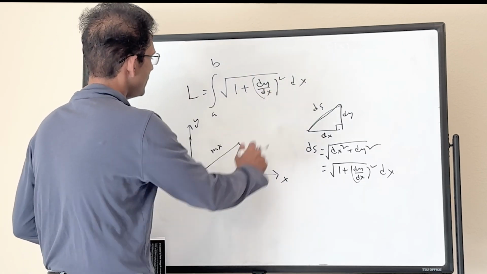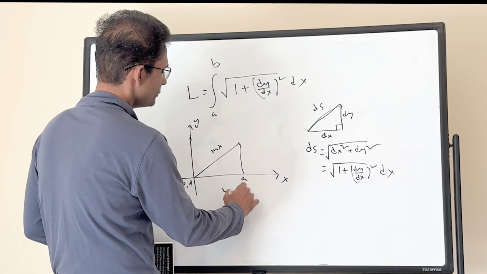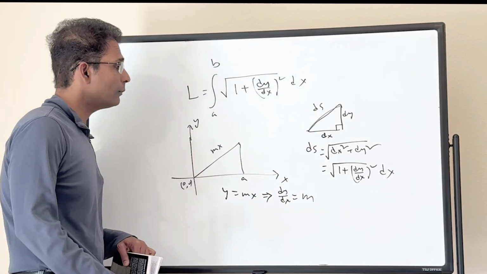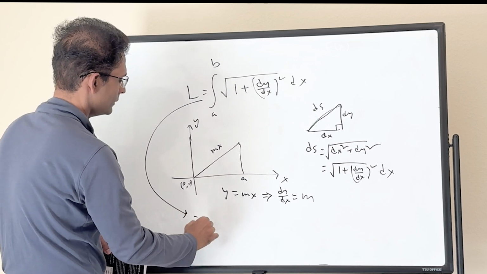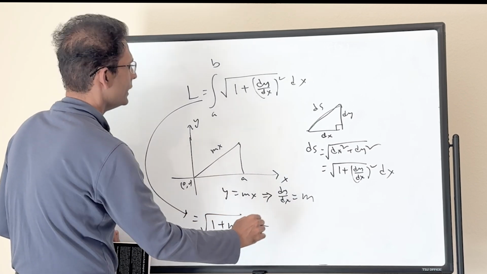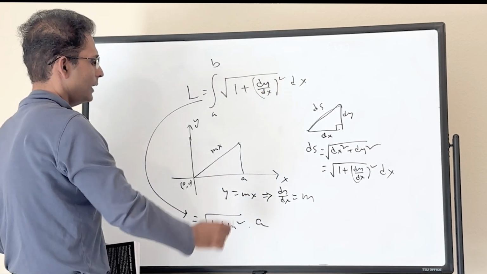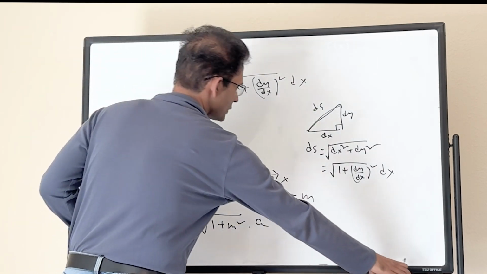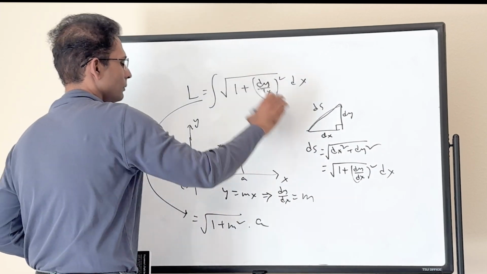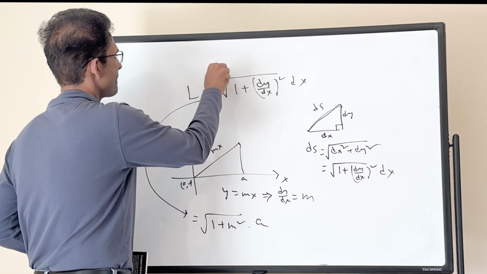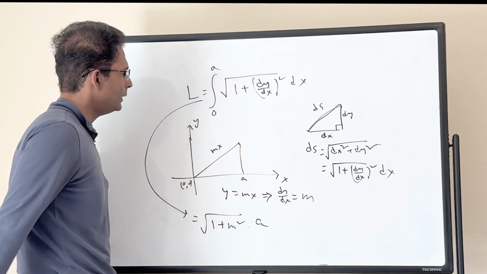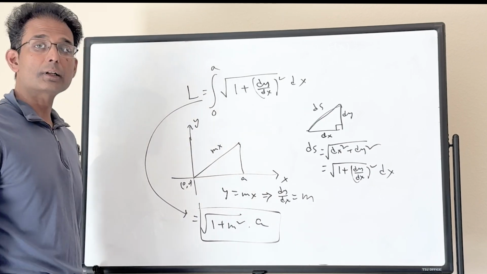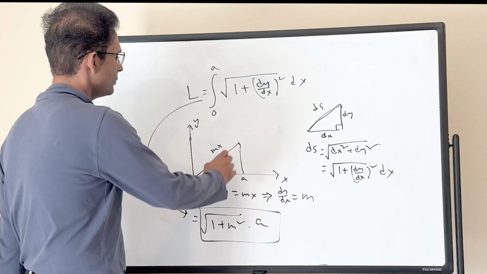How do you calculate the length of this line? y equals mx, so dy/dx is equal to m. I can write this as the square root of 1 plus m squared, times a. This is a constant, and the integral of dx is just a, because the limits are from 0 to a. It's a very straightforward integral, nothing complicated about it. So this is the length of a straight line that passes through these points.